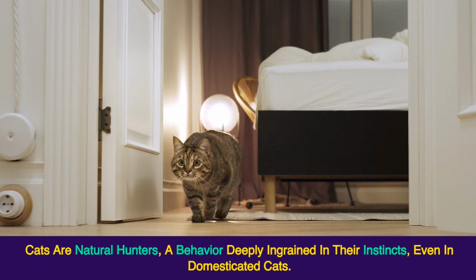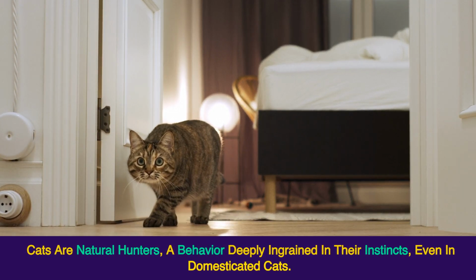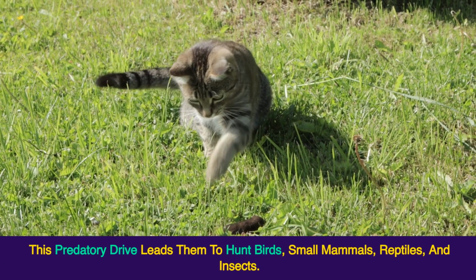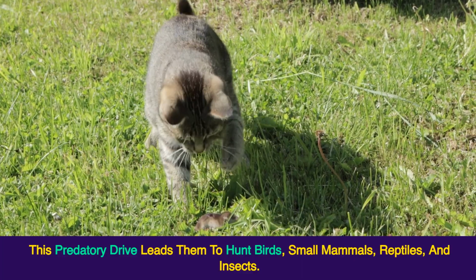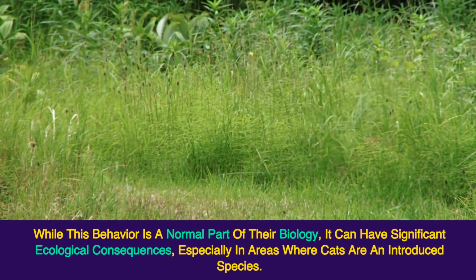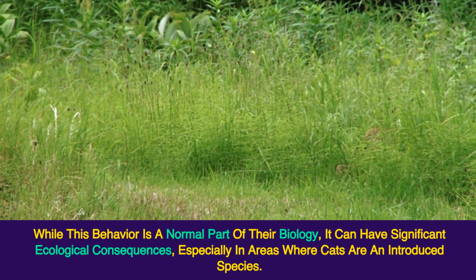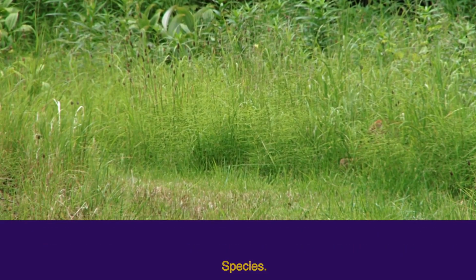Natural predatory behavior of cats. Cats are natural hunters, a behavior deeply ingrained in their instincts, even in domesticated cats. This predatory drive leads them to hunt birds, small mammals, reptiles, and insects. While this behavior is a normal part of their biology, it can have significant ecological consequences, especially in areas where cats are an introduced species.